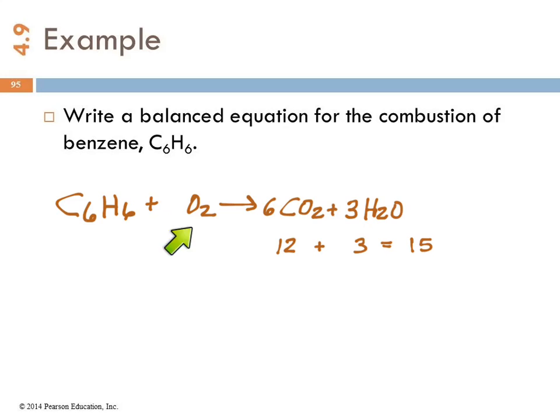But you can only buy pairs of oxygen. And so how do we get 15, which is an odd number, out of pairs? Well, you can use a fraction. What fraction would give us 15? How about 15 halves?